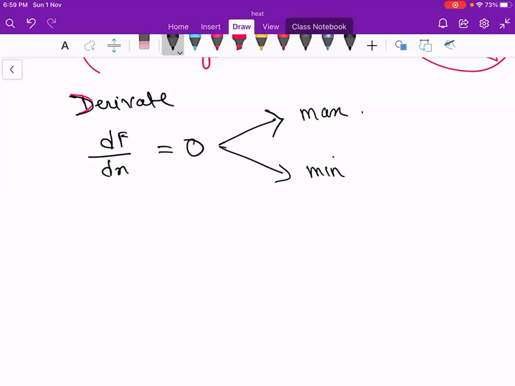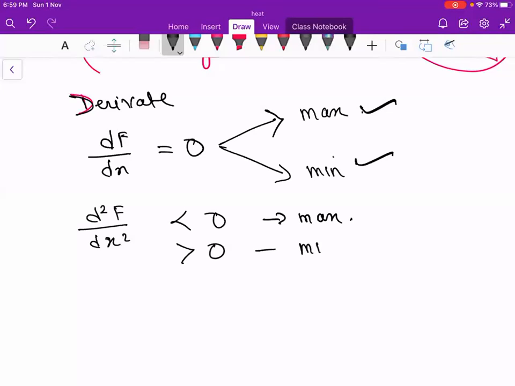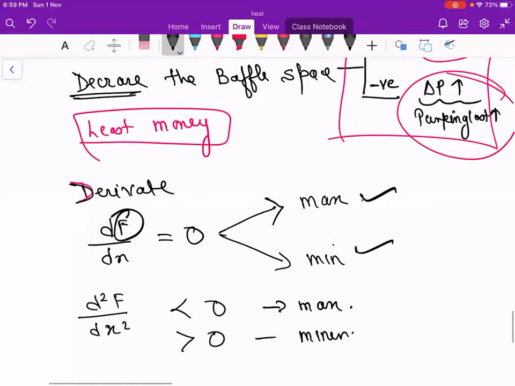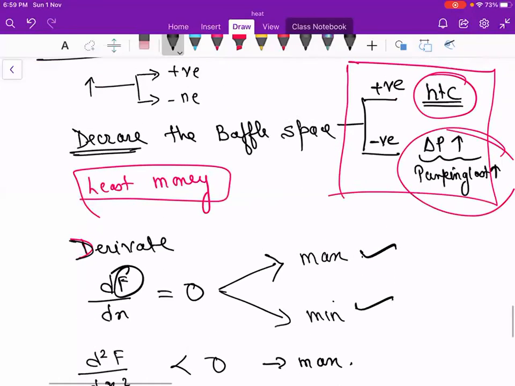Okay, two values we are getting: maxima and minima. If we do double differentiation, d square f by dx square, and we get less than 0, it means it is maxima. If we get greater than 0, it is minima. Here f is any function, any mathematical equation which will be representing the heat transfer coefficient and delta P in your system.